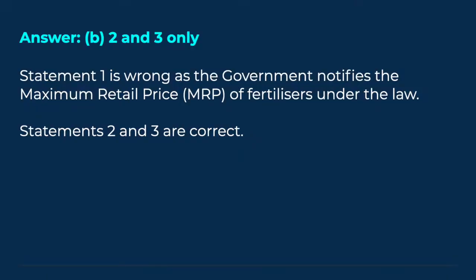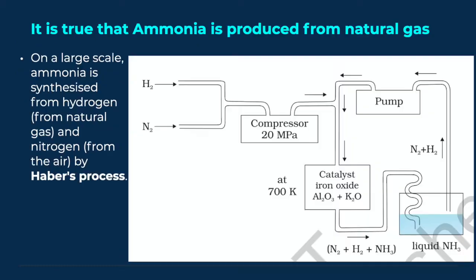The answer is B, 2 and 3 only. Statement 1 is wrong as the government notifies the MRP of fertilizers under the law. Statements 2 and 3 are correct. Let's find out why. It is true that ammonia is produced from natural gas. On a large scale, ammonia is synthesized from hydrogen from natural gas and nitrogen from the air by Haber's process.